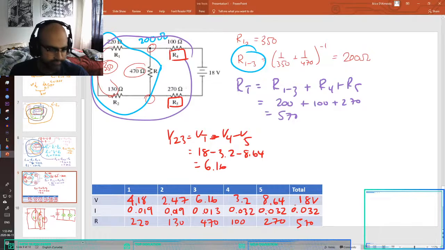Let me just double check. Let's start from the very beginning. So 18 divided by 570 equals. So what if we instead took more decimals?